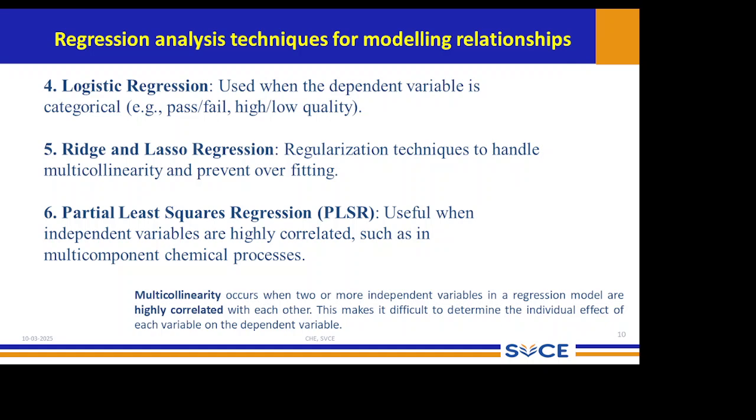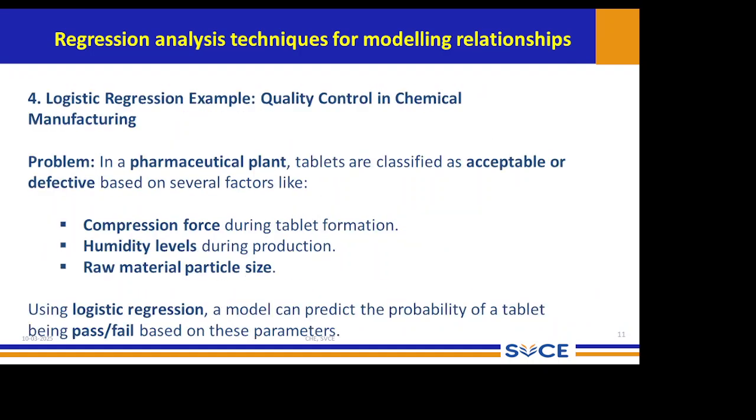So we will see an example of these three types of regression analysis elaborately. Logistic regression, for example: in a pharmaceutical plant, tablets are classified as acceptable or defective. So it is a yes or no, 0 or 1. Like in coding we use binary digits, right? 0 and 1. Similarly like that.